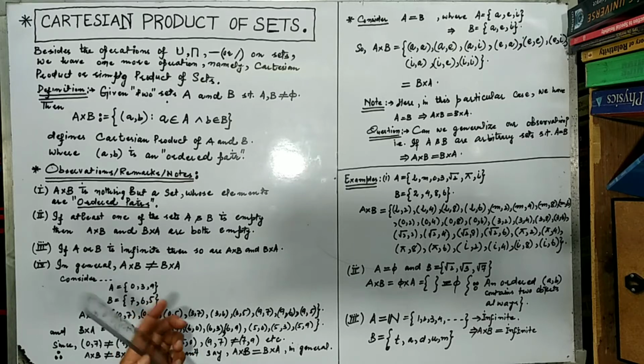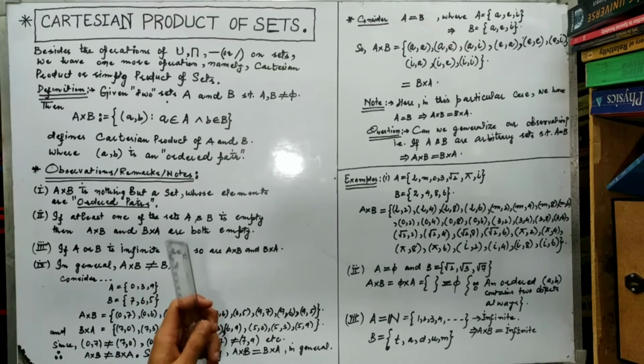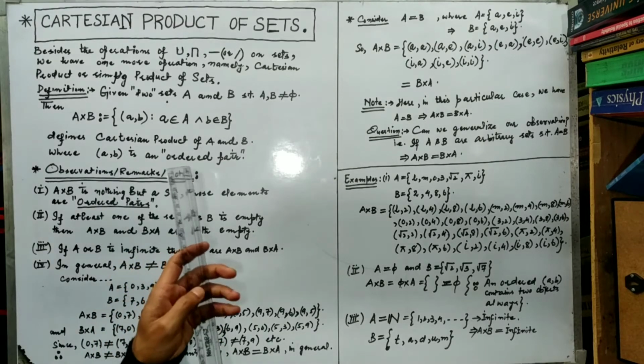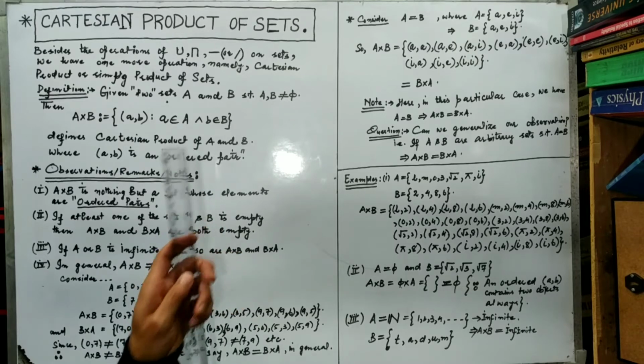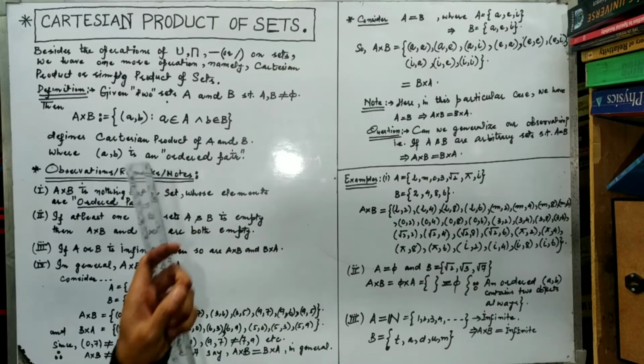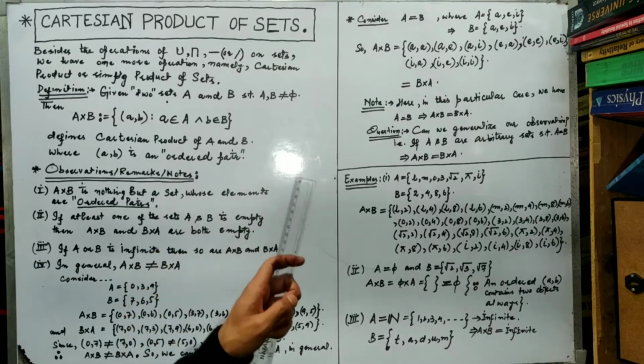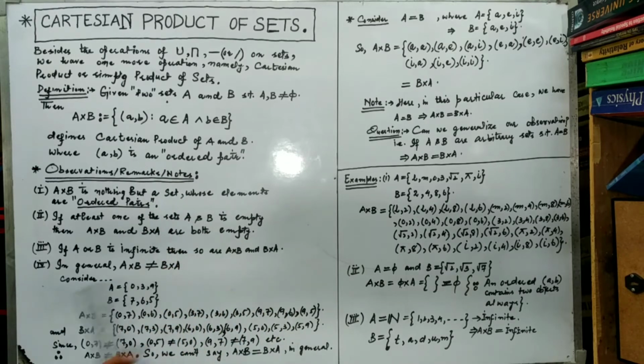Because recall, two sets are not equal if one is not a subset of the other. It means that if you find at least one element in one of the given sets which is not present in the other set, those two sets are unequal.